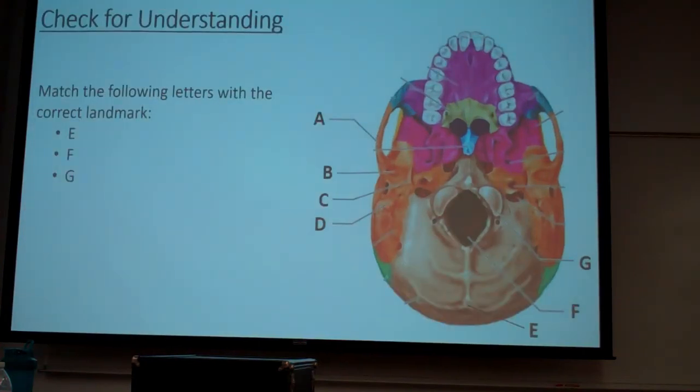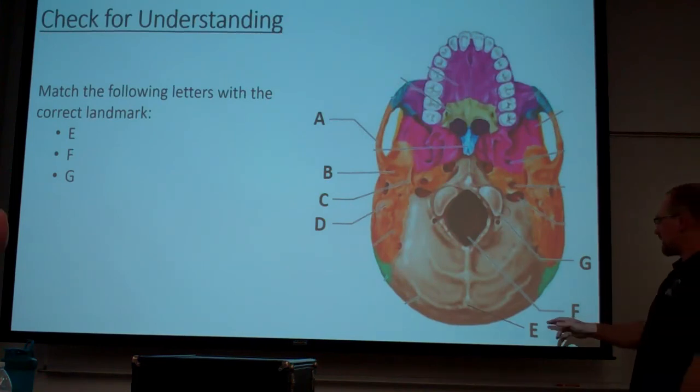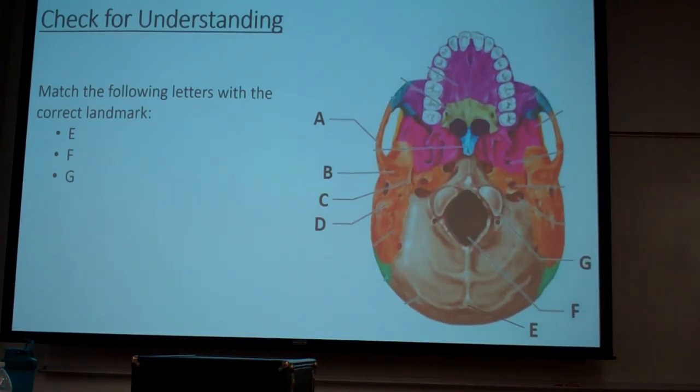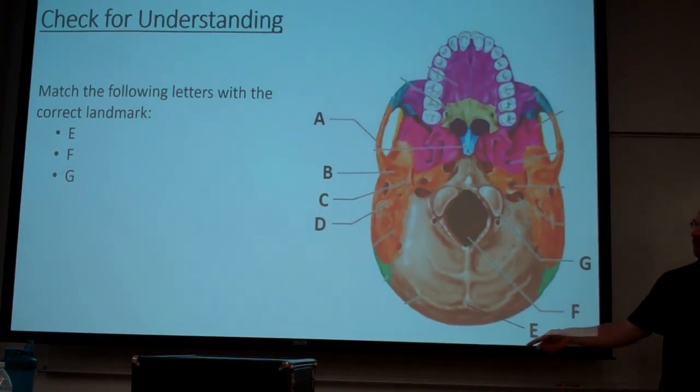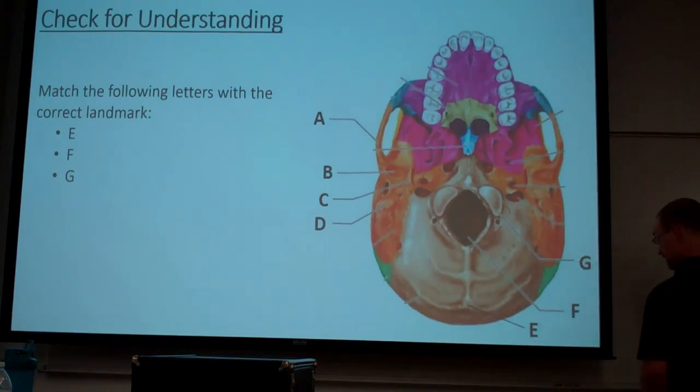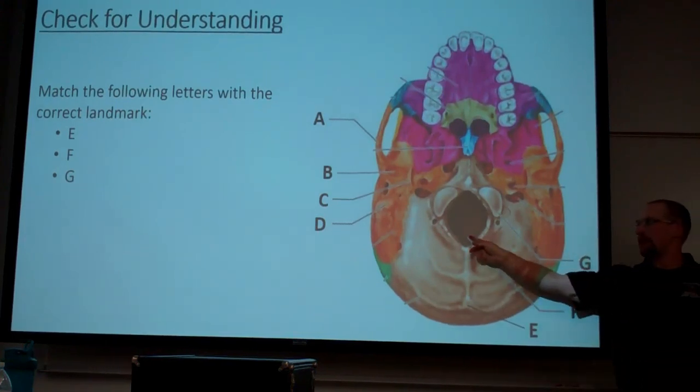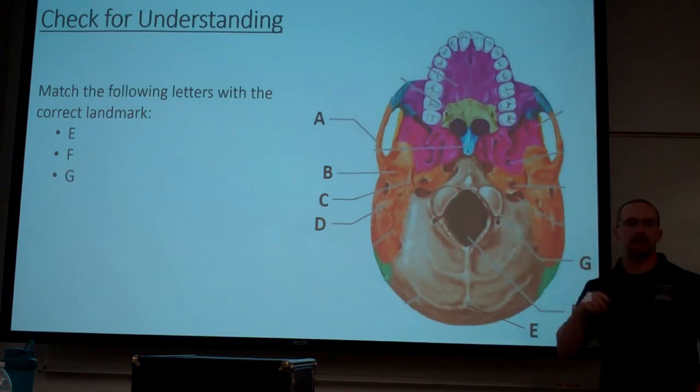All right, let's find these three landmarks. Not bones, landmarks. E, F, and G. Take a minute to do that. All right, letter E, external occipital protuberance. We got foramen magnum, and we got occipital condyles.